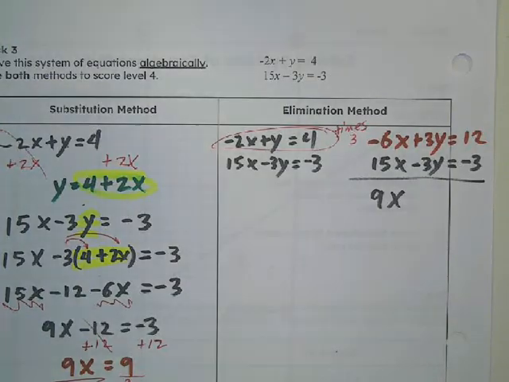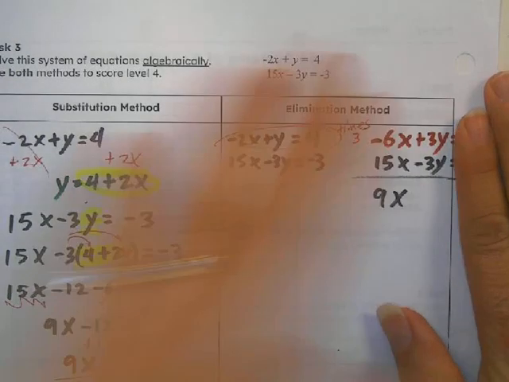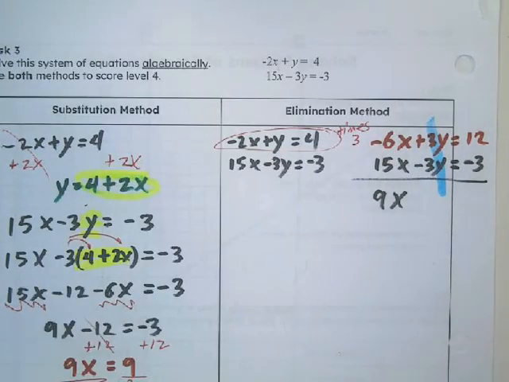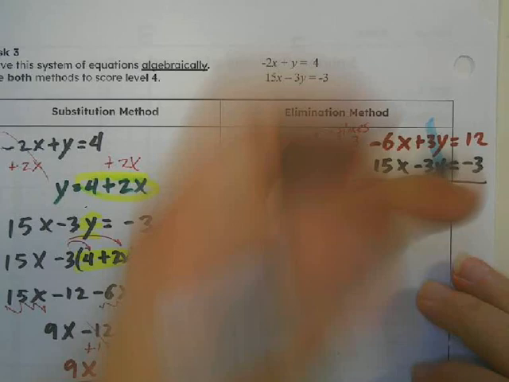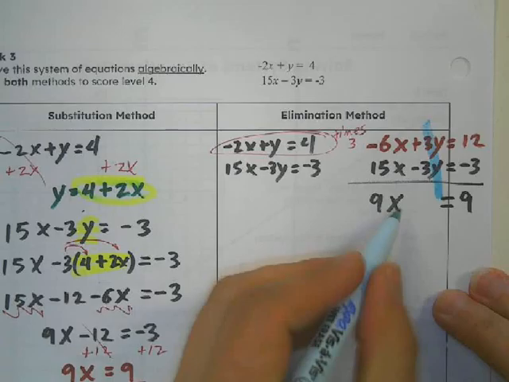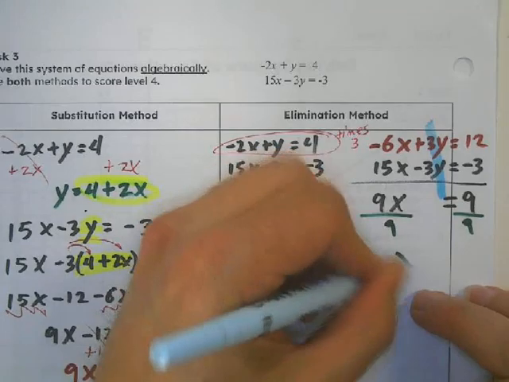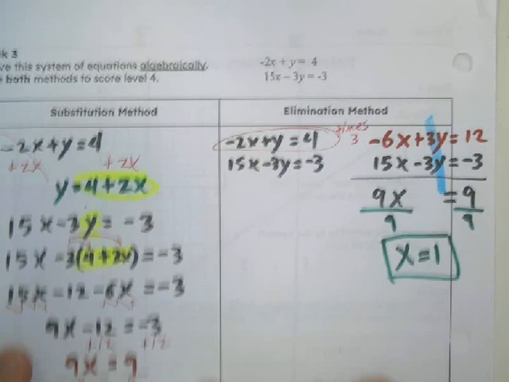And lo and behold, positive 3y and negative 3y, that's going to give me 0y. That's going to cancel out. And now over here, I've got 12 minus 3, and that gives me 9. So I have 9x equals 9. So now I can divide both sides by 9 to get the x all by itself. And voila, we have x equals 1. And we already knew that was going to be the answer because that's what we've got over here.